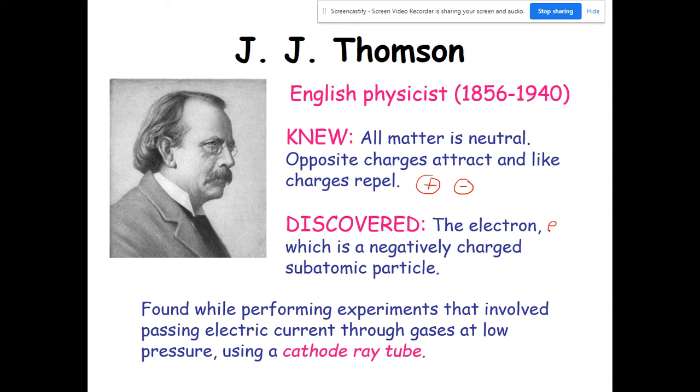So the electron is a negatively charged particle. So I'm going to do e minus, this is a little symbol, shorthand for an electron, a negatively charged particle. And so he found this while performing experiments that involved passing an electric current through gases at low pressure using something called a cathode ray tube. Really, really old television sets are made up of cathode ray tubes. So what you need to know: Thompson discovered the electron, and the experiment he used was the cathode ray tube.